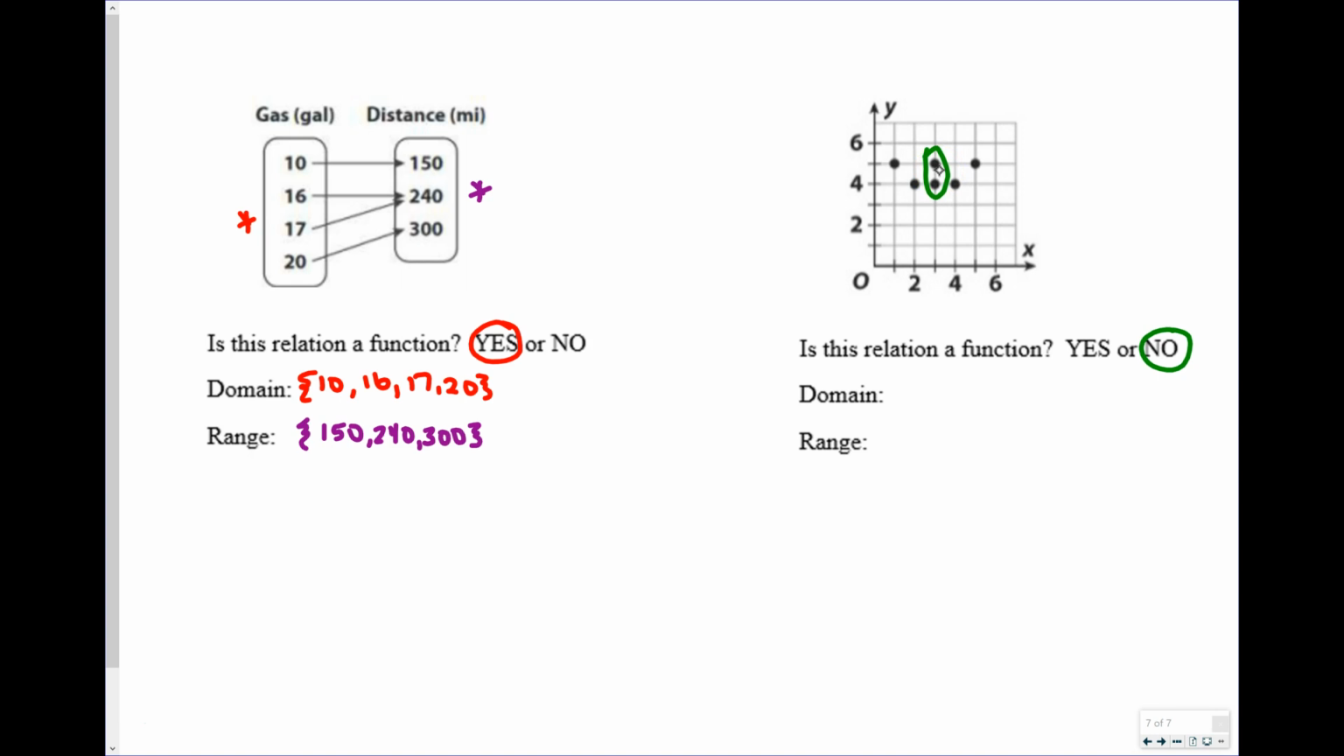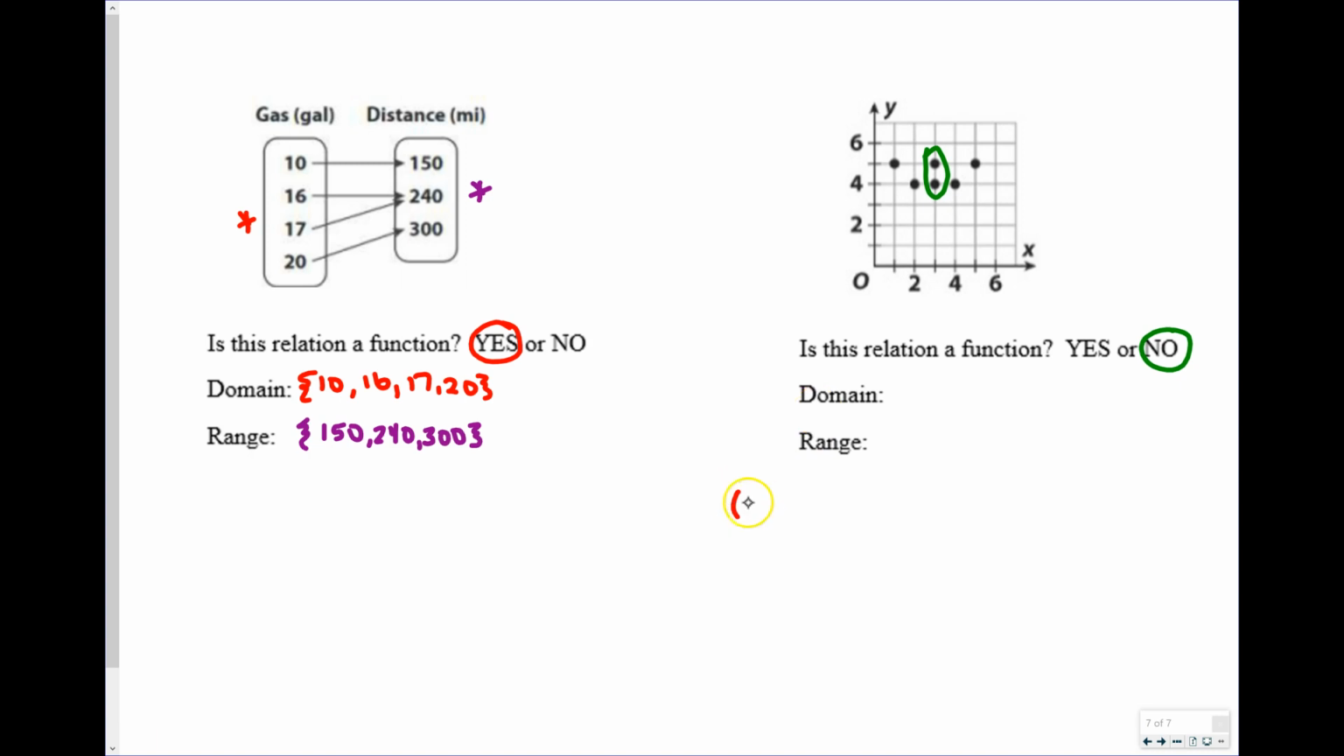Number 3, you are not allowed to have 2 different y values, so no, not a function. However, it does still have a domain and range. The hard part about this one is that you may need to write your coordinate pairs. If you want to, you totally can. You can write them all out.